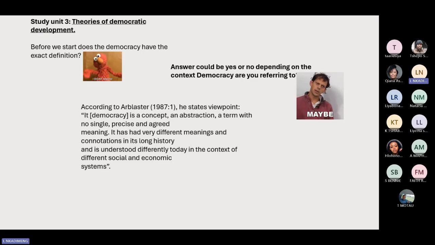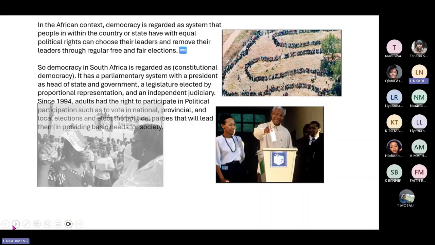Okay, let me go to the next slide. In the African context, democracy is regarded as a system where people within a country or state have equal political rights, so that they can choose their leaders and remove their leaders through regular, free and fair elections. And most of us can ask ourselves, why are we saying free and fair elections?